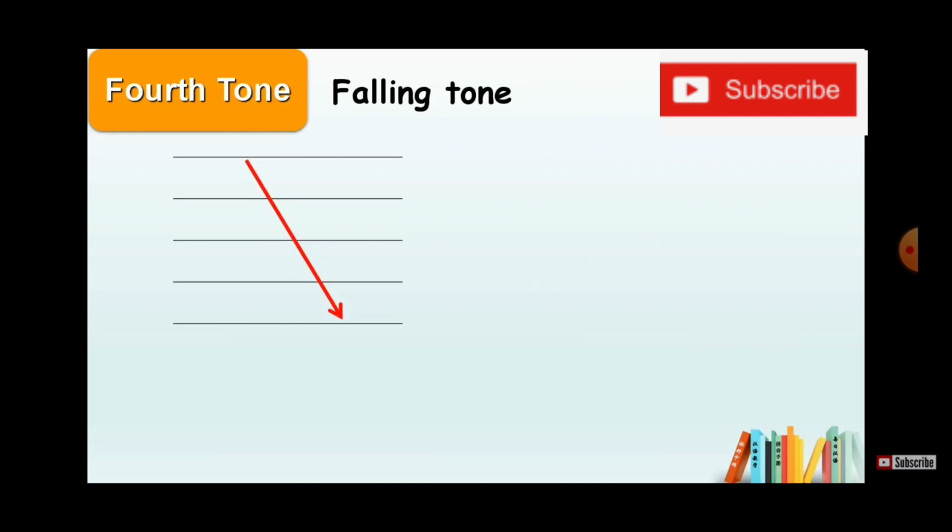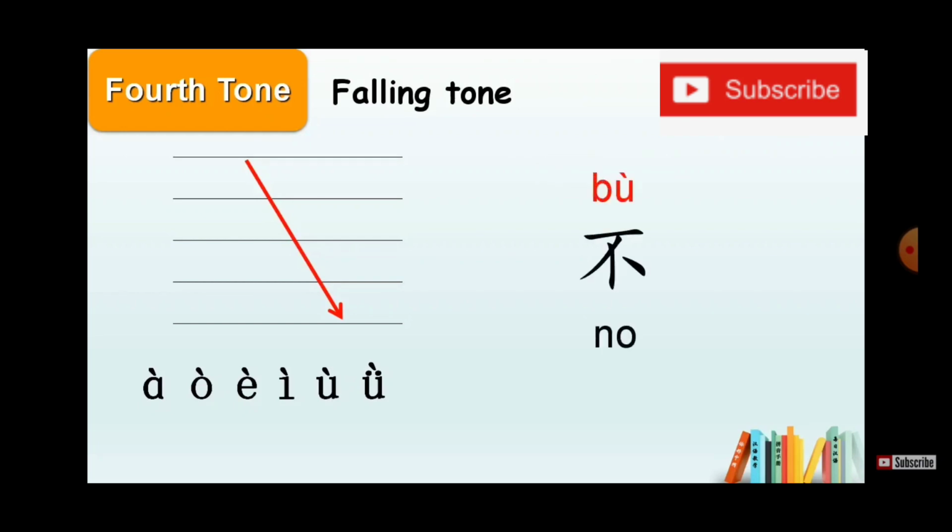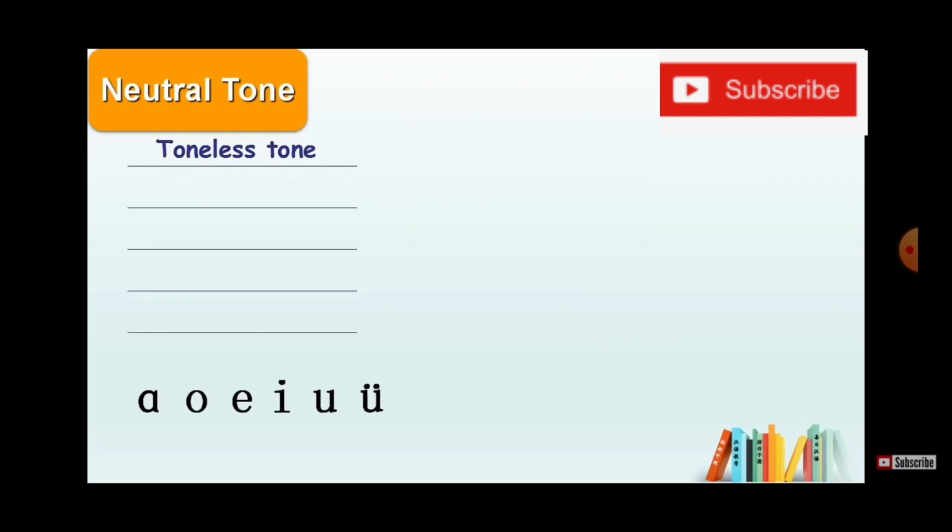The next one is the fourth tone, which is the falling tone. The falling tone is represented by a downward line, going from a high pitch down to the bottom. The fourth tone is very similar to when we are angry. It's like, oh no. Now listen. A, O, I, U, Ü. So when you pronounce the fourth tone, imagine you are saying, oh no, when you are angry. Or no. No in Chinese is bu. That is no.